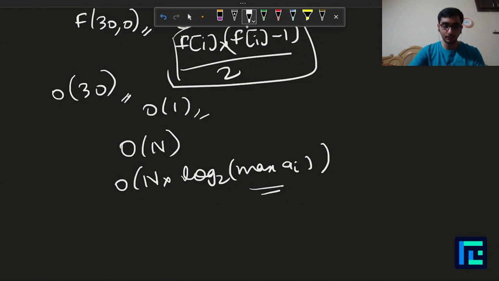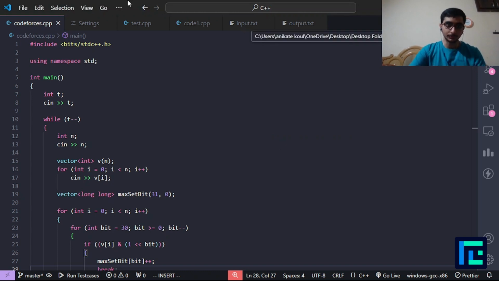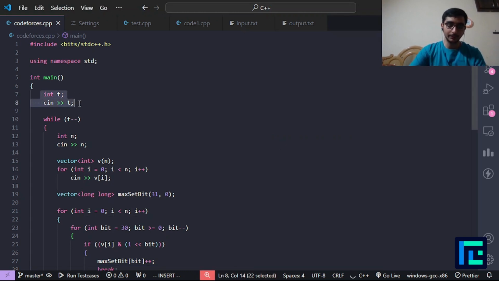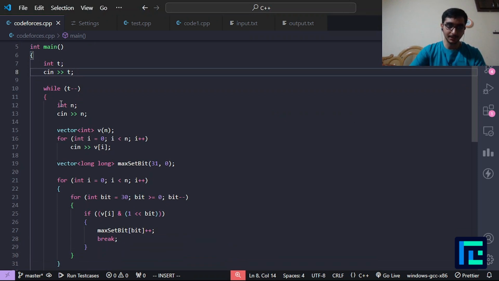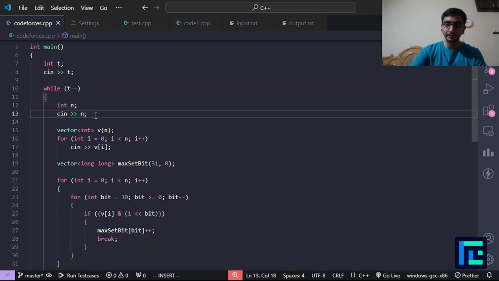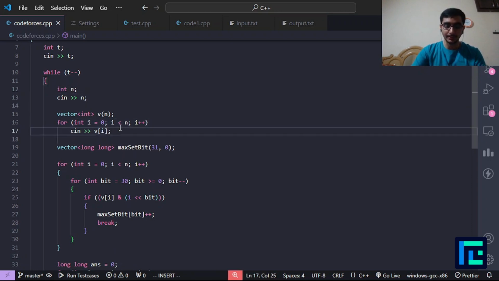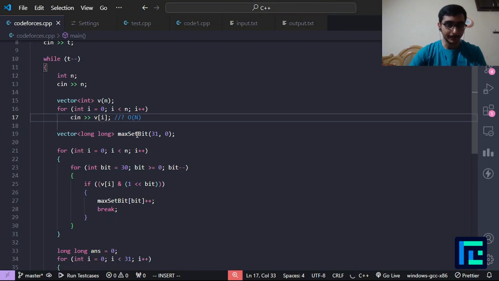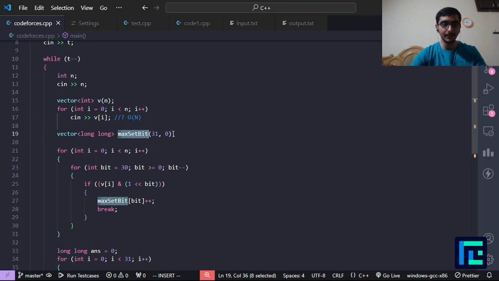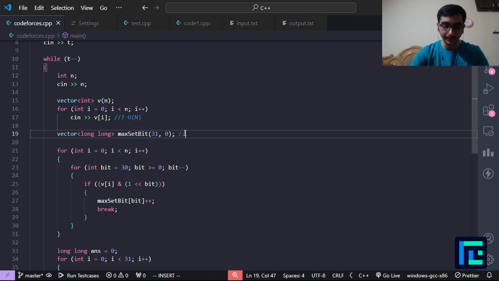So now let's move on to the implementation. We take an input for the number of test cases, then for each test case I take an input for the size of the array, and then I input the array itself. So again, this operation is O(n), and this max set bit array is the same array that I referred to as f in my explanation, right?